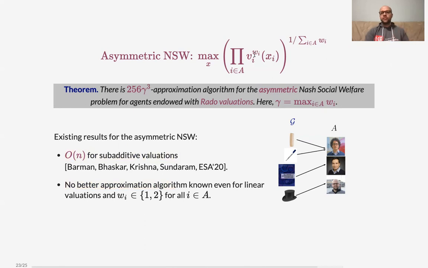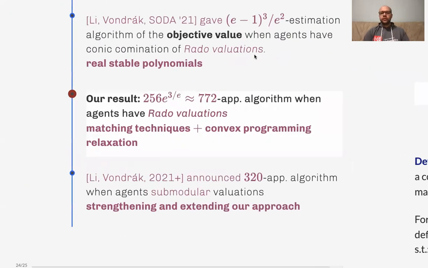And before I finish, I would like to point out that Lee and Wondrak have recently announced a 320 approximation algorithm for the Nash social welfare when agents have submodular valuations. And essentially they are building on and extending our approach to get this new amazing result with quite some nice details to it and new ideas.